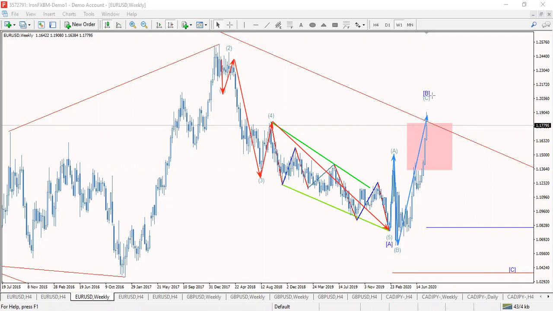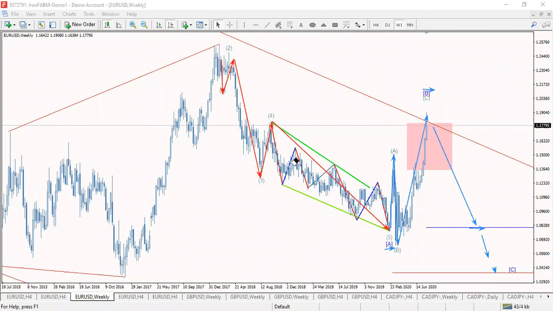So if this is our C, it makes up a B. Now this whole structure right here makes up this A, this blue A. Now this wave A, B, C makes up this blue B wave. We are expecting this wave to these levels, or to even break these lows right here, to this here. This is the wave that we are expecting. It's a bigger wave, a huge wave. That's how we see it.